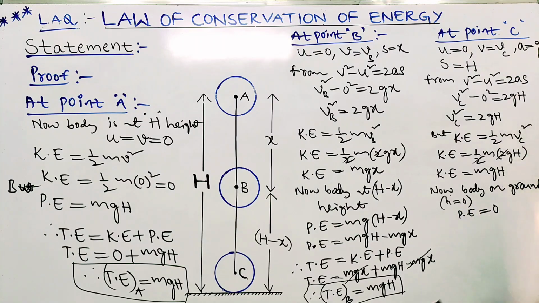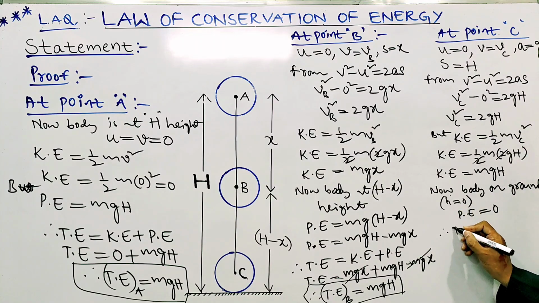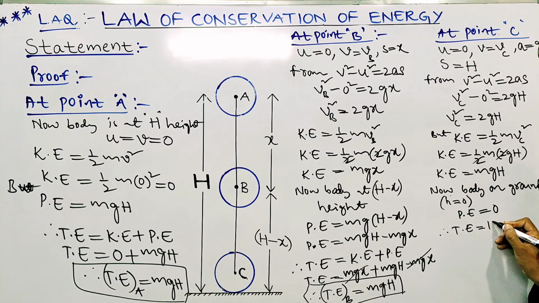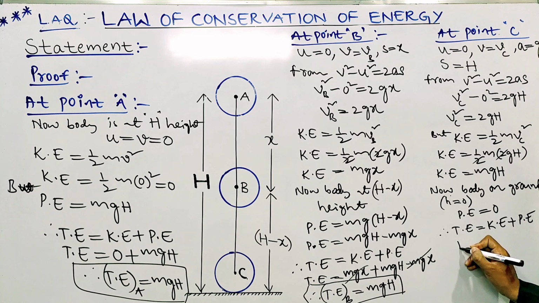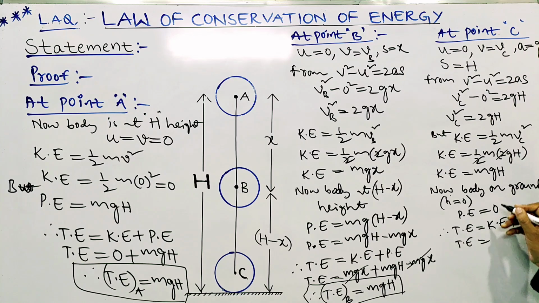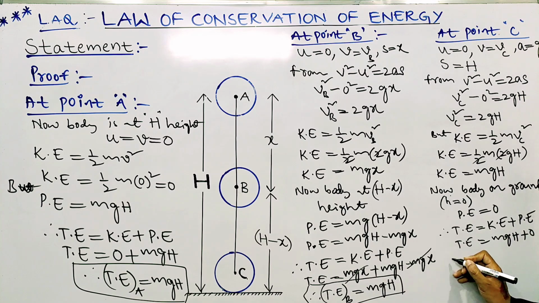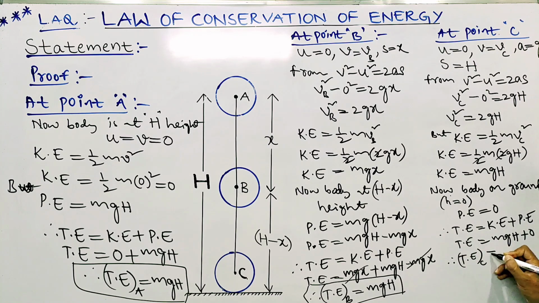Therefore total energy is equal to kinetic energy plus potential energy. Substitute the values. Kinetic energy we got mgh, and potential energy we got 0. Therefore total energy at point C is mgh.